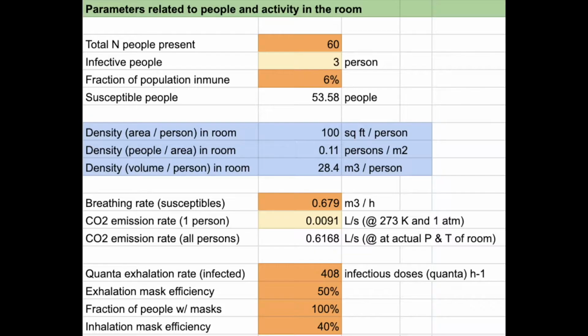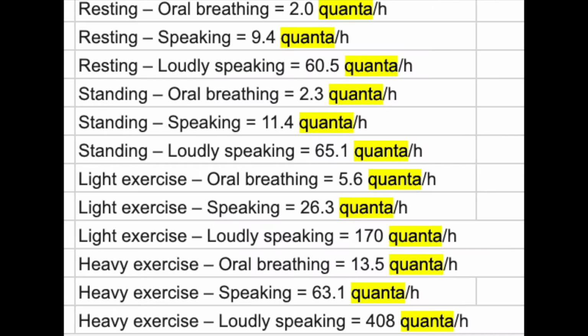We then researched the parameters related to the people and activity in the room. These included number of people present, number of infected people, fraction of people immune, susceptible people, mask efficiency, fraction of people with masks, and quanta emission rate. The mask efficiency rate is how well the mask prevents someone from inhaling COVID aerosols. The quanta emission rate is a unit of aerosol pathogens whose inhalation leads to infections.